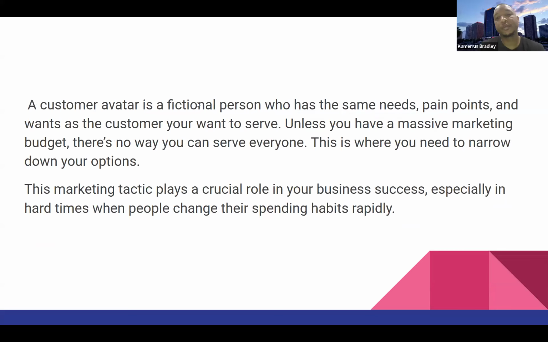As I stated earlier, it's a fictional person who has the same needs, pain points, and wants as the customer you want to serve. Unless you have a massive marketing budget, there's no way you can serve everyone. This is where you need to narrow down your options. A lot of people are just starting off. They may have a marketing budget of $200 a month or even $2,000 a month. Well, the good thing with the internet is you can be everywhere at once. But if you want to get the most for your money, you have to know how to put it towards your ideal client.